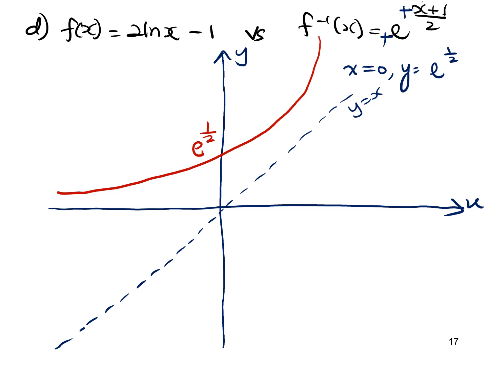So how to find the graph of f? Just fold along the line y equals x, so you get this one. We have the y-intercept at e to the power 1 over 2, and we also have the x-intercept at e to the power 1 over 2. So this is your f(x).